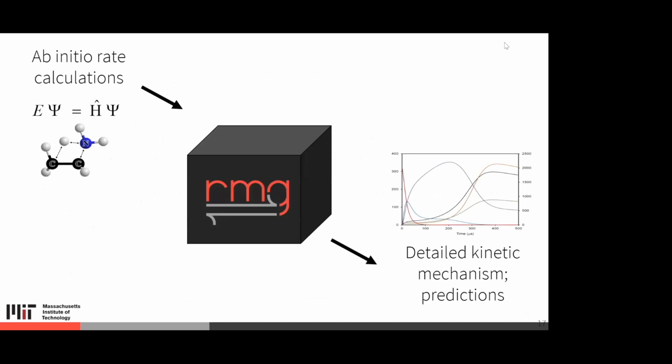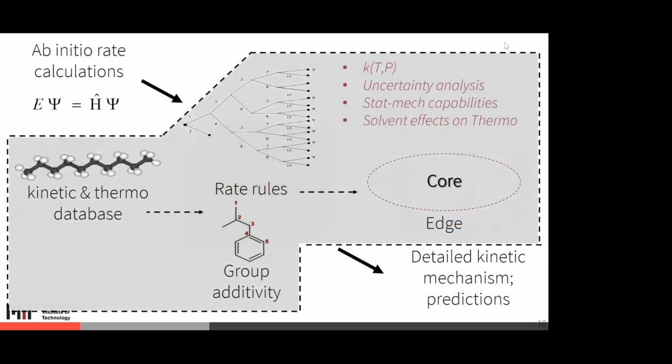Okay, so RMG is basically taking quantum rates, building models, and then making predictions, say, of concentration profiles. And then you can see inside it has a lot of things. It has databases, it has estimation rules, it has group contribution methods, it has this whole selection thing. It also does uncertainty estimates, it has some stat mech, and eventually you get all these numbers.